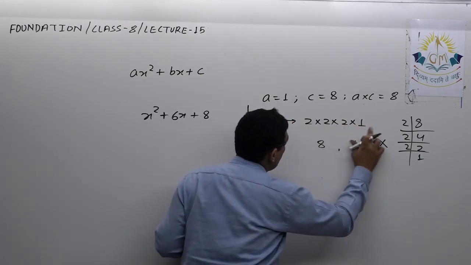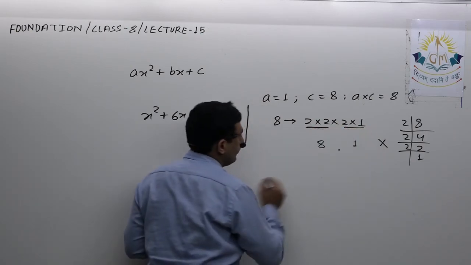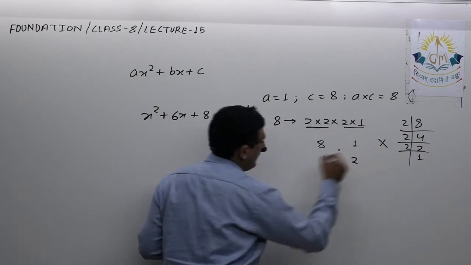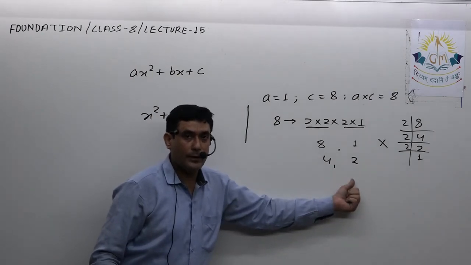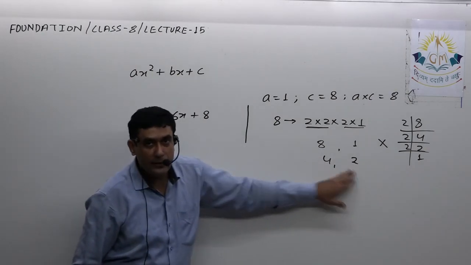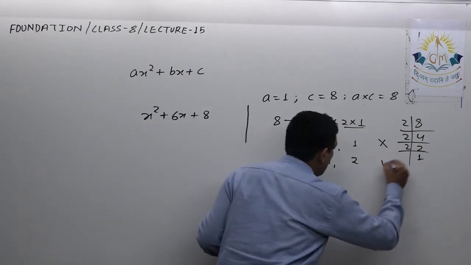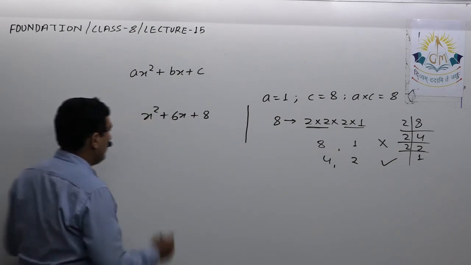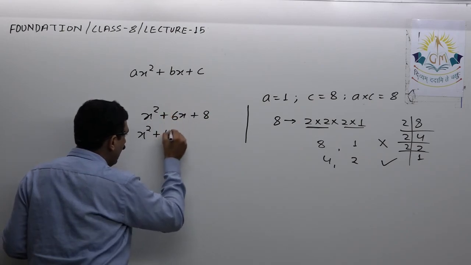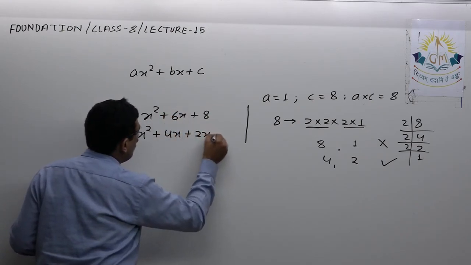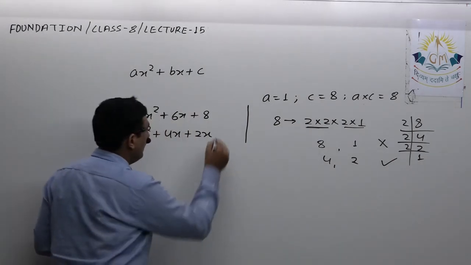So now I will move to the next one. Suppose I take these two together and these two together. So what I will get is 4, and over here I will get 2. Now is it possible to get 6 by adding these two or by subtracting these two? Yes. If I add these two, 4 plus 2, what I will get? 6. So this is the correct combination. Okay, so how will I proceed? I write x square. Instead of 6x, I write 4x plus 2x using these two, 4 and 2. So I write x square plus 4x plus 2x plus 8.